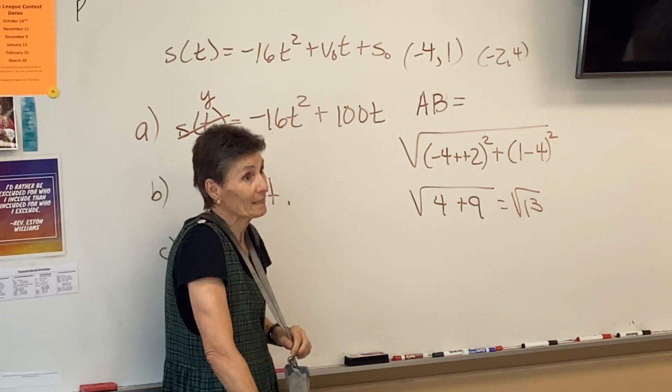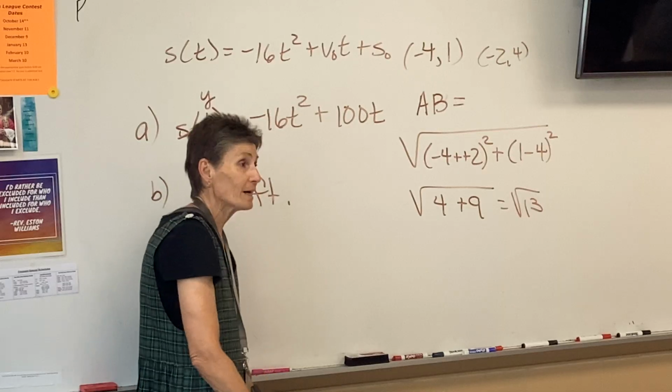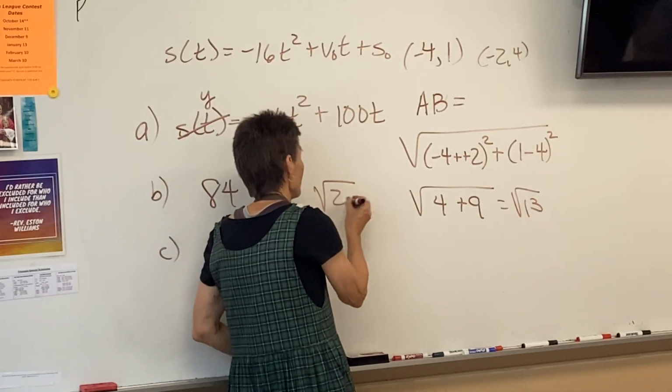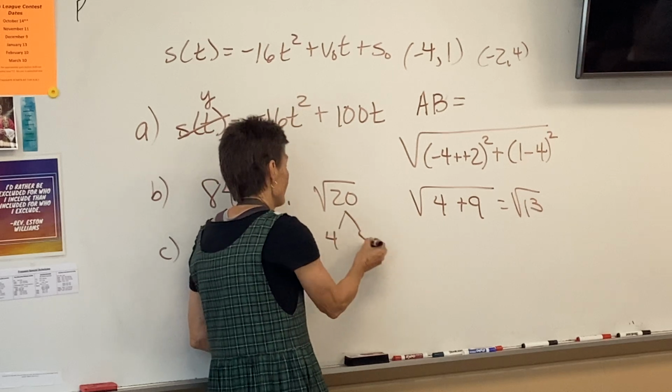So some of you are gonna get lucky and you're gonna get a number like root 13. Some of you are not gonna be so lucky and you're gonna get a number like root 20, which you will break down.